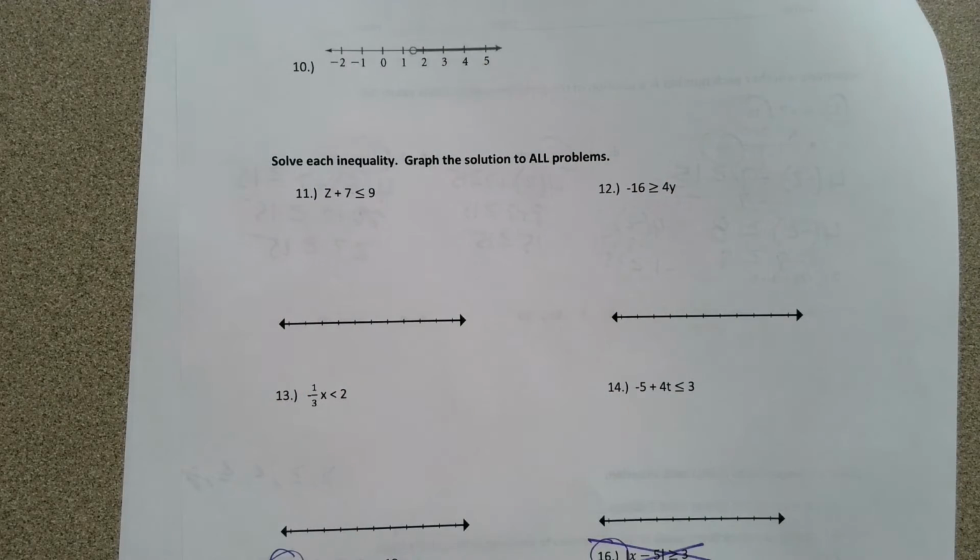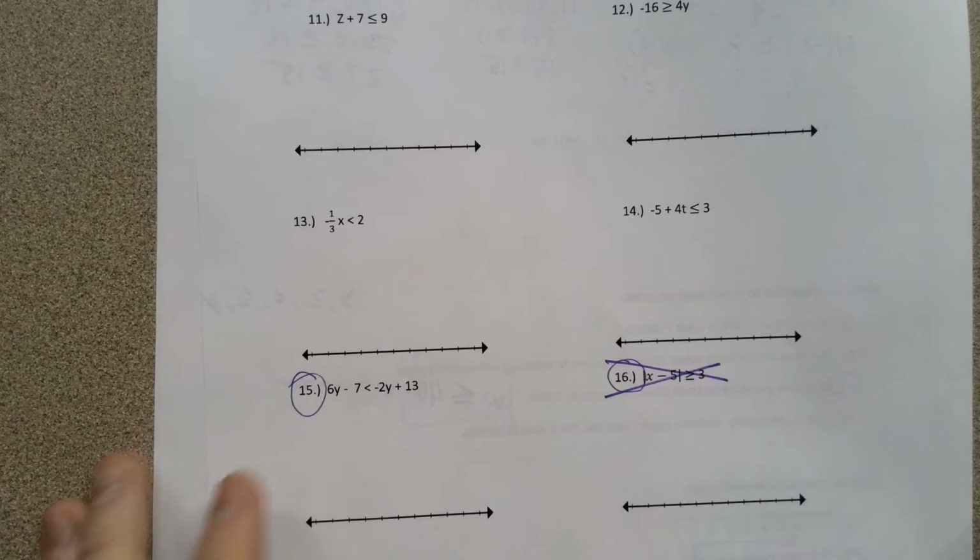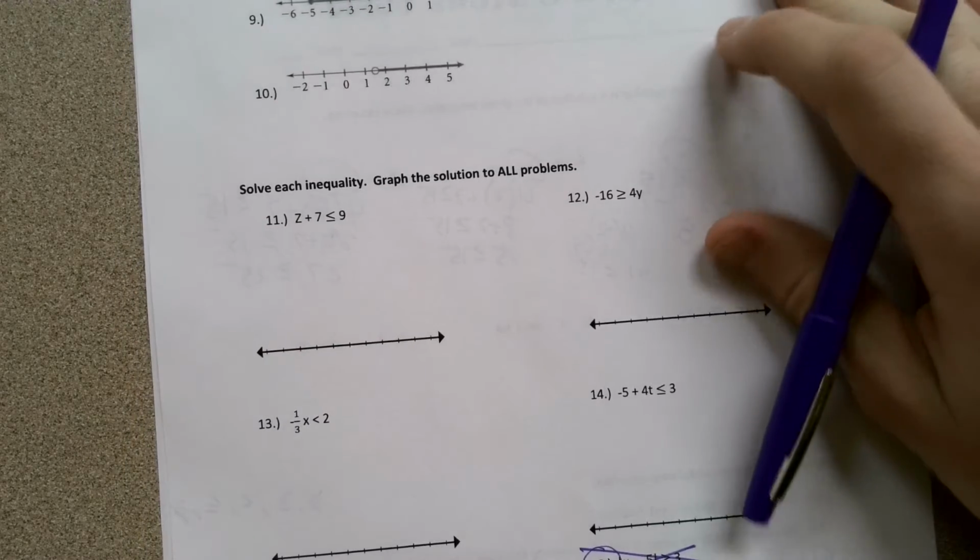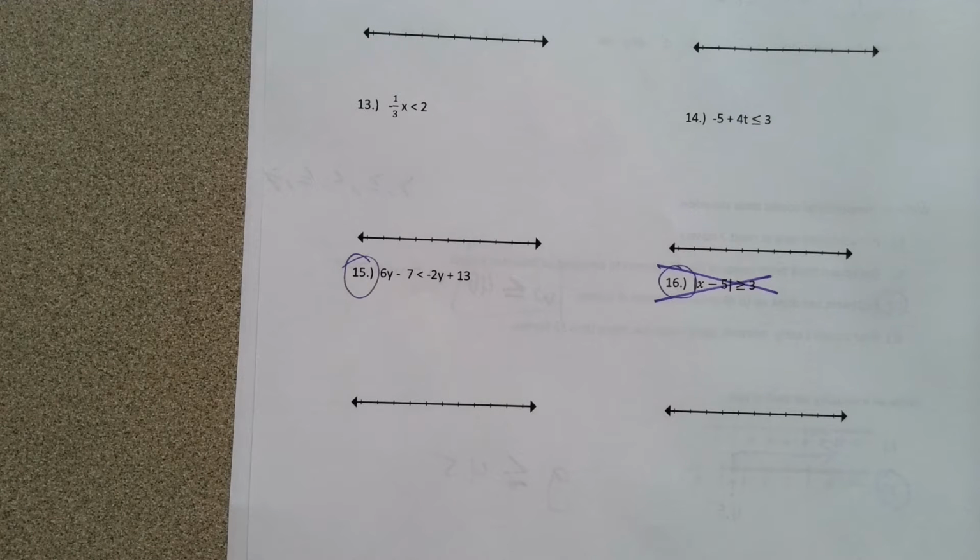All right, going on, we're skipping ahead a bit here to number 15. You notice here I have 16 crossed off. Right here they ask us to solve each inequality and graph the solution to all problems. We've got variables on more than one side. That's why I skipped ahead to this one. It's a little more challenging. We've got a multi-step problem here.